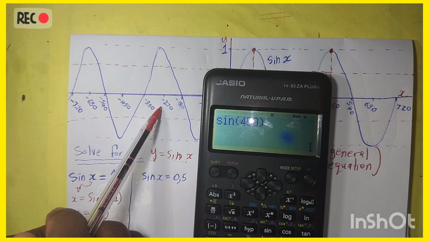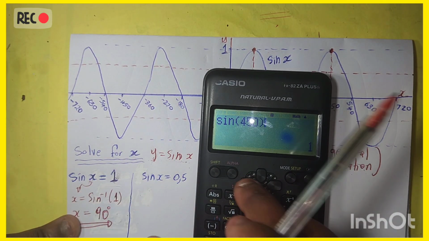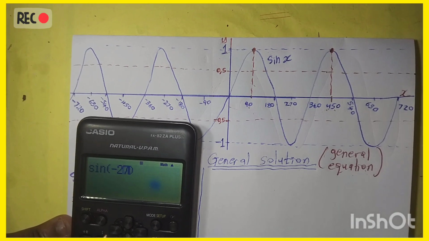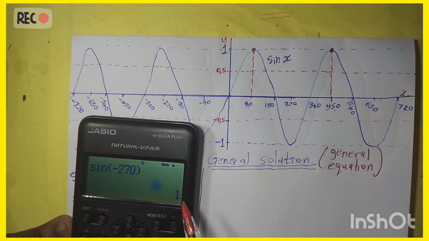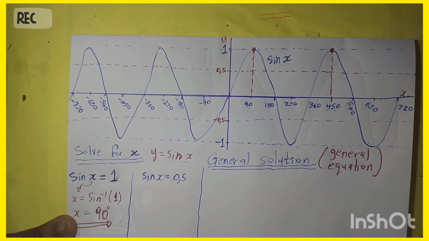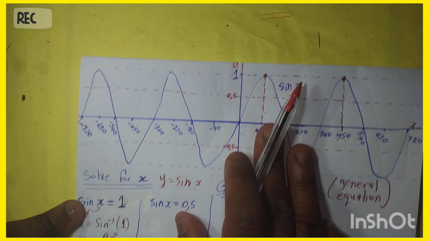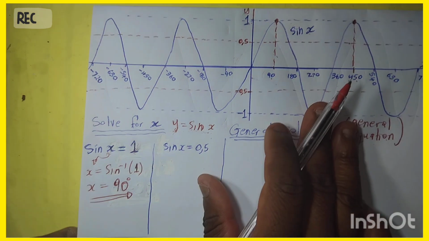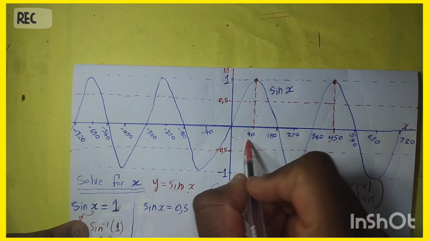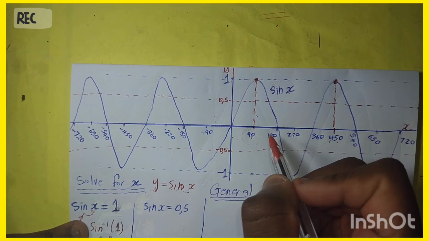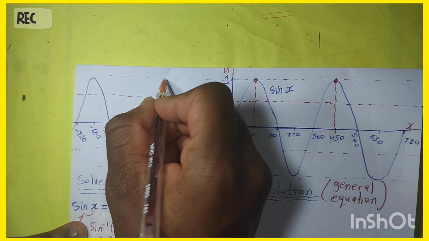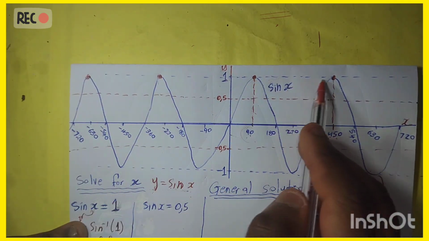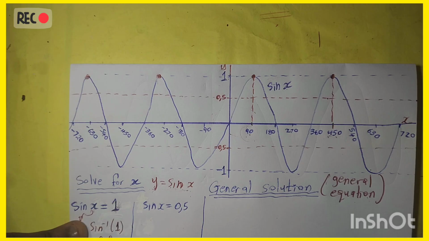Then what about sine negative 270? If now it's negative 270, what will I get? Still I get positive 1. So what I need you to understand is that when I'm solving for x, I will only get one value. But at the same time, a sine function has many values which will be included.